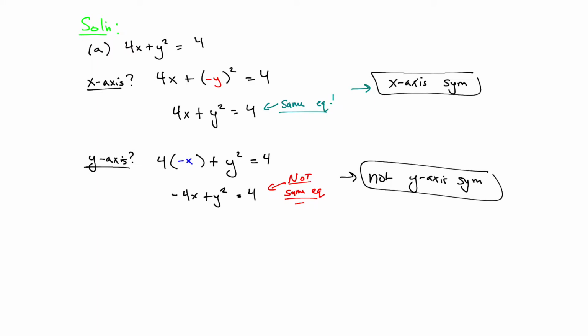And last but not least, we'll check the origin. That's where you change x to negative x and y to negative y. So we get 4 times negative x plus negative y squared, negative y inside the parentheses, equals 4. And then we get negative 4x plus y squared equals 4, right? The negative y quantity getting squared makes it a positive y squared. 4 times negative x is negative 4x.